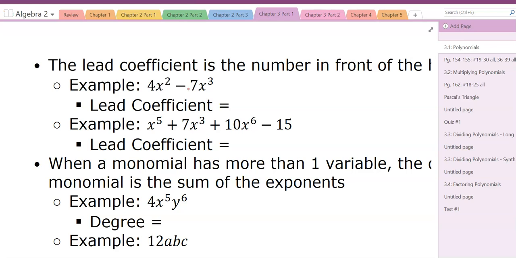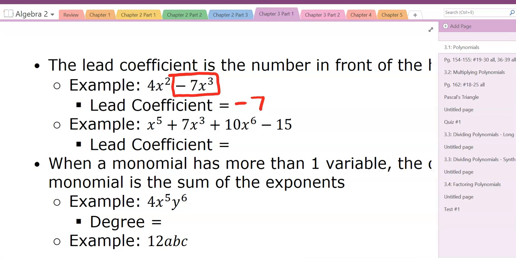So what I would do is either circle, or you can rewrite it so that the term comes first. So you could rewrite this as negative 7x to the 3rd plus 4x squared. I'm just going to circle that term there. That's the term with the biggest exponent. So my lead coefficient would be negative 7. Because that's the number sitting in front of x to the 3rd, not the 4.